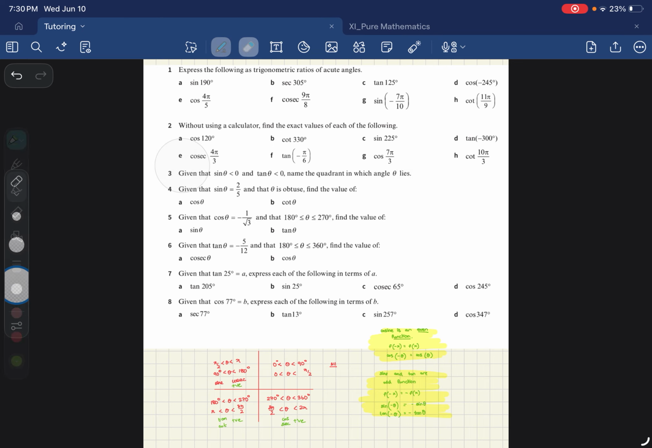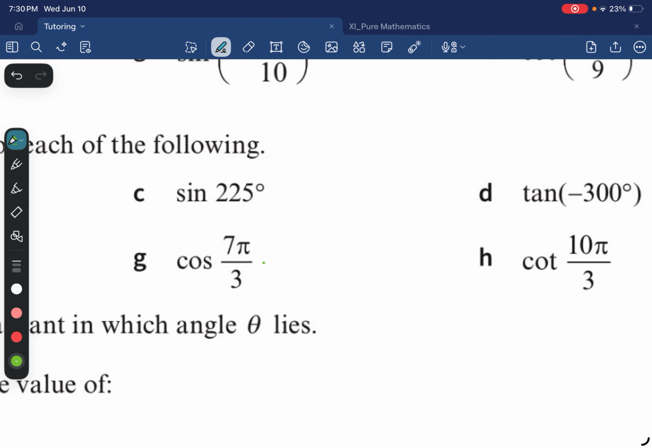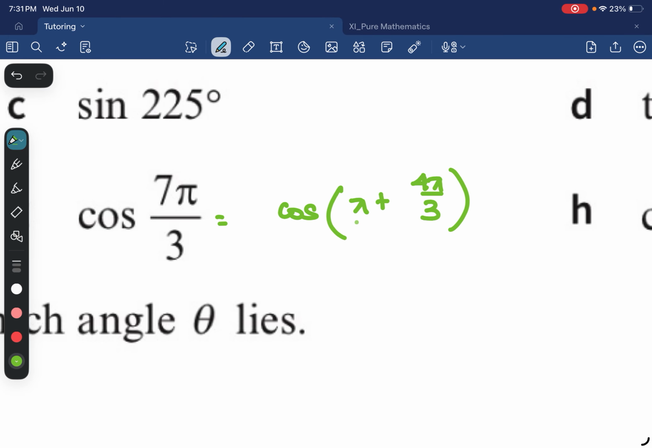All right. Cosine 7 pi by 3. Write it in terms of pi or 2 pi. Well, I can write this as pi plus 4 pi by 3, right? Where pi you can think of as 3 pi by 3, plus 4 pi by 3 gives me 7 pi over 3. But this is not acute. This is an obtuse angle.